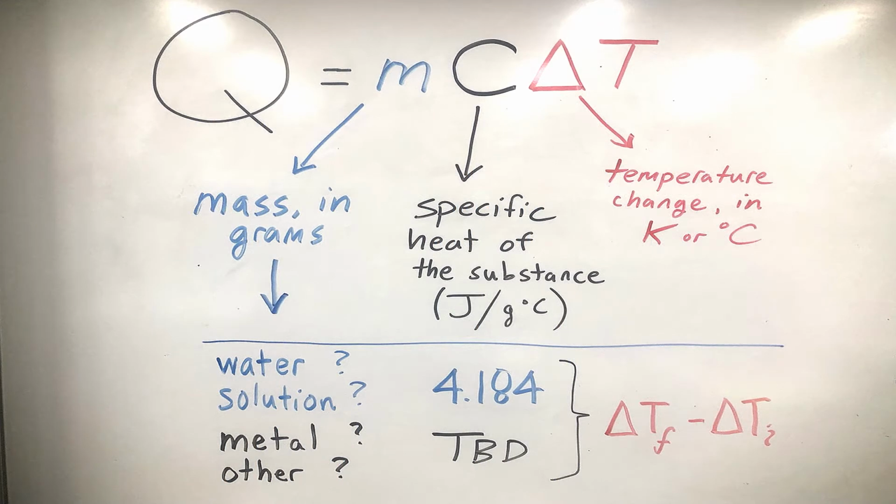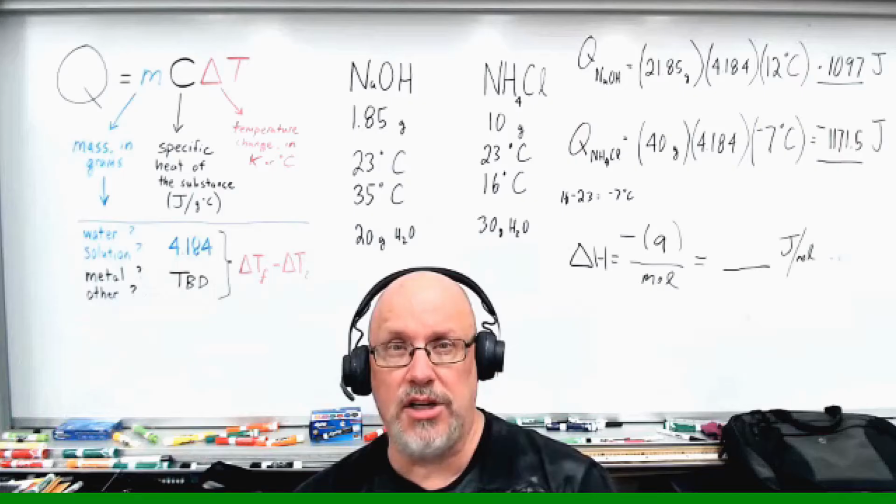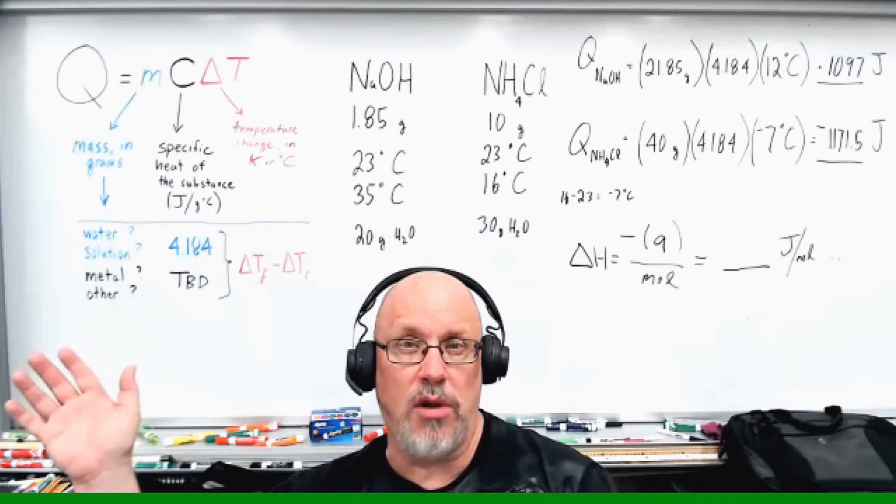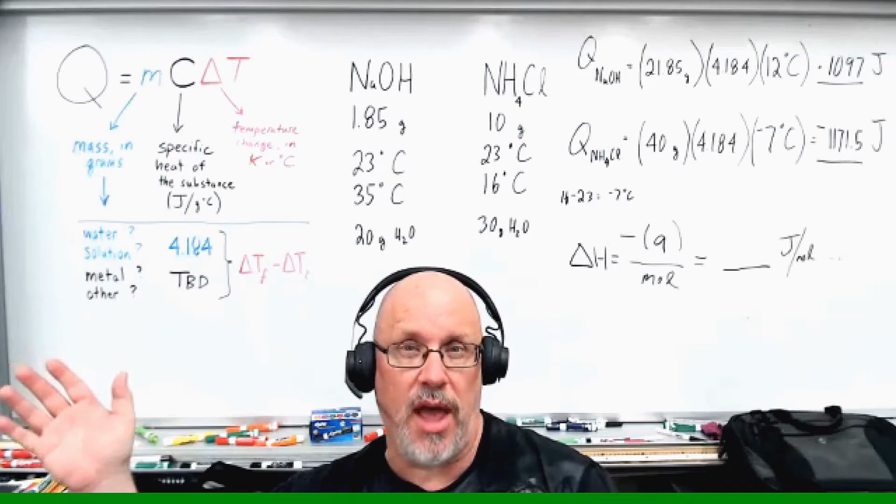Here, Q is the energy, M is the mass of some substance, C is the specific heat capacity of that substance, the ability of that particular substance to store heat energy, and then delta T is the change in temperature. Now, initially, when we originally introduced this equation, we tended to look at it totally from the point of view of water because it simplifies the math.